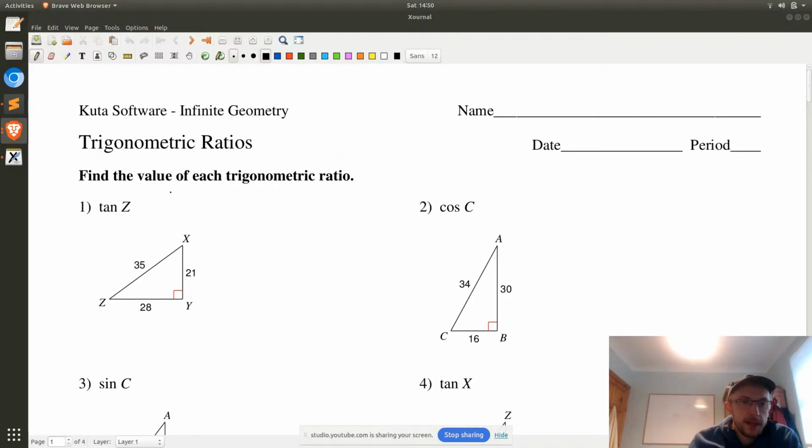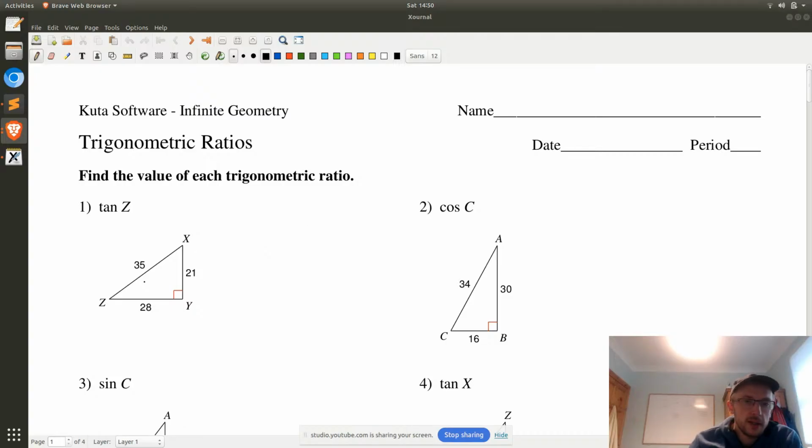So, tangent. The tangent function is defined as the length of the opposite side divided by the length of the adjacent side in a right-angled triangle. Opposite and adjacent, what do you mean? Well, you pick out one of these smaller angles, and it's the length of the opposite side divided by the length of the adjacent side to that angle.